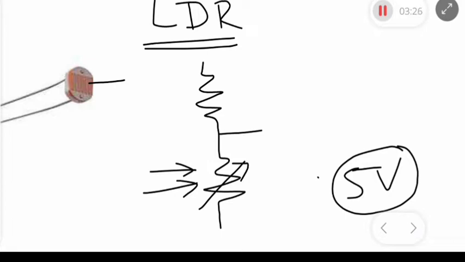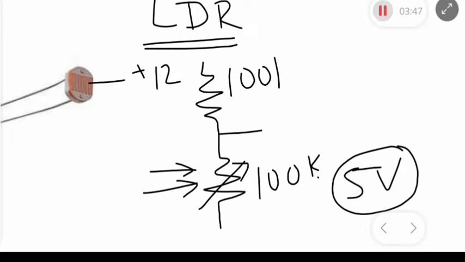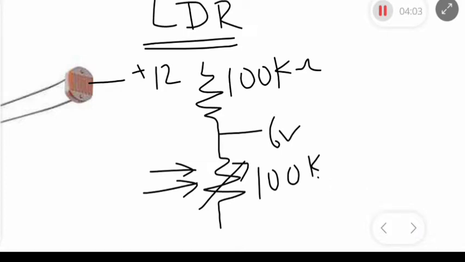So what we do, we have the supply voltage here, that's a 12 volts supply, and then let's say what we have here is this 100k LDR, 100 kilo ohms LDR, and this is also a 100 kilo ohms fixed resistor. If we do the simple calculation here, using the voltage divider rule, you find out that what we have here now is 6 volts.